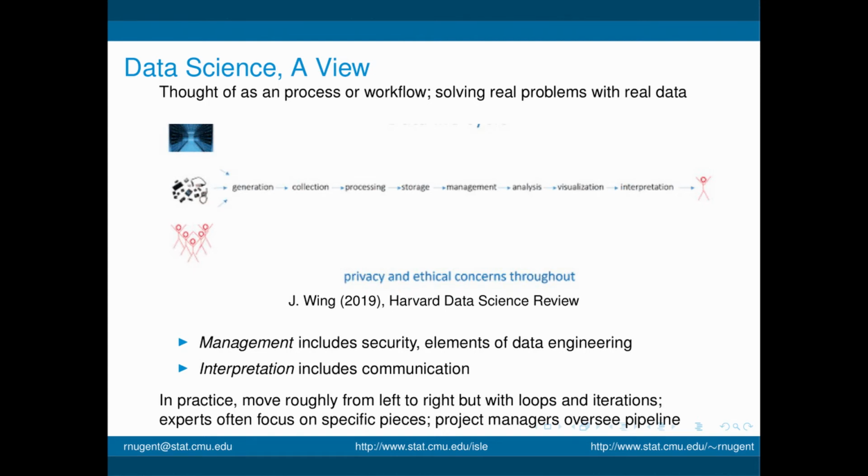One view is to think of it as a process or workflow, solving real problems with real data, moving left to right through stages like generation, processing, management, analysis, and visualization. Also thinking about security, elements of data engineering, interpretation, and communication.